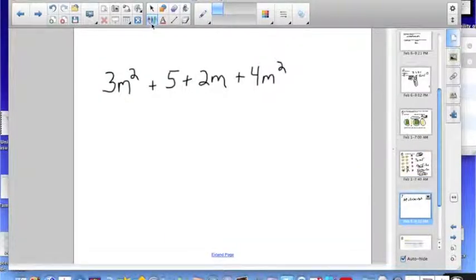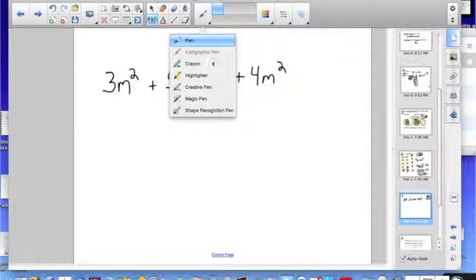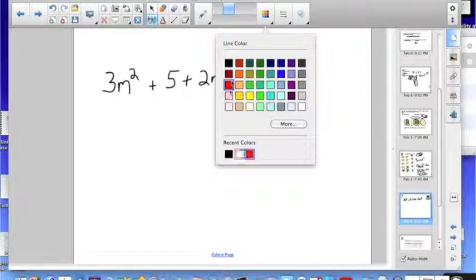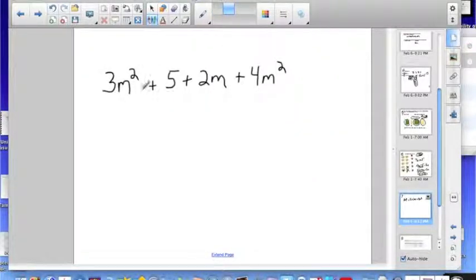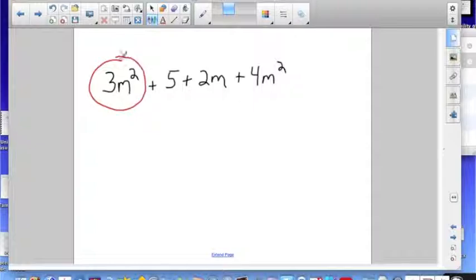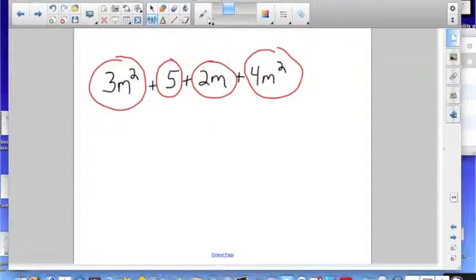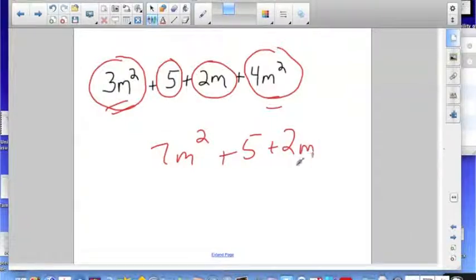One more quick one. In this one, remember, the terms of an expression are separated by an addition or subtraction sign. So we have an algebraic term, a numeric term. There are our terms. And like terms have the same variable with the same exponent. So we can combine the 3m squared and the 4m squared, and we have 7m squared plus 5 plus 2m. We can't combine the m with those because it has the same variable, but it doesn't have the exponent.